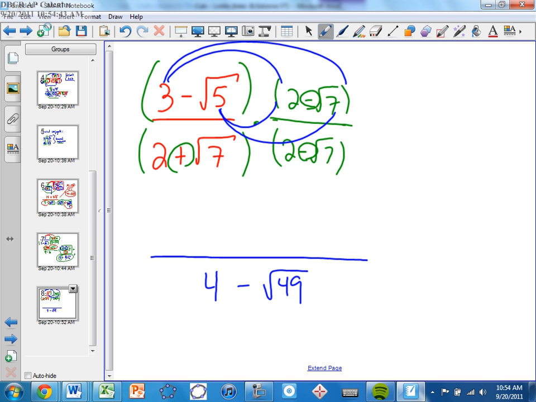Practice this one, see what you get. Just make sure you get all 4 steps. Now, the denominator you can simplify, the numerator you can't simplify because we get radicals. Take the bottom, what is the bottom? 4 minus 7. Negative 3.